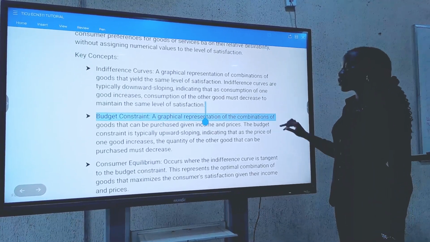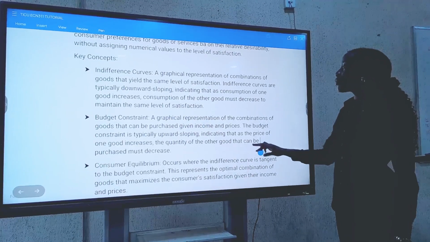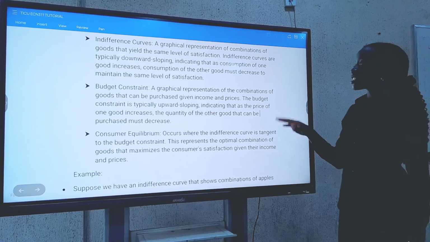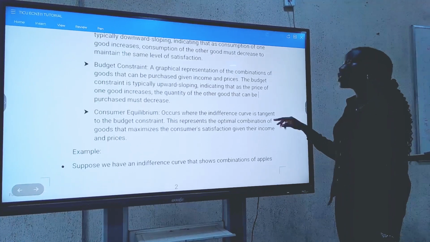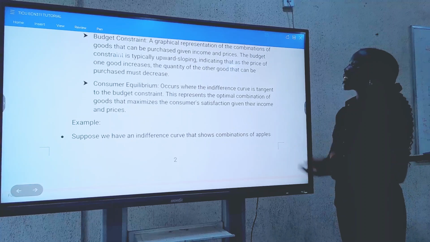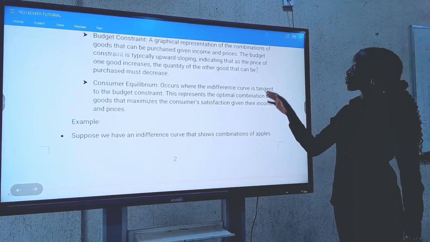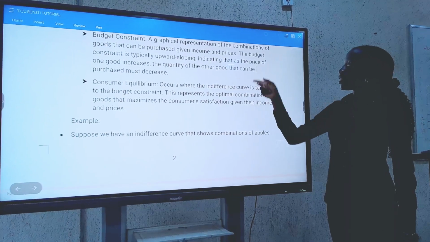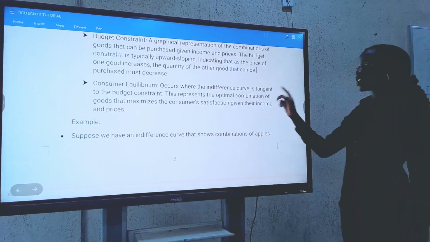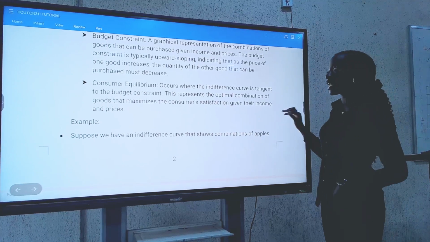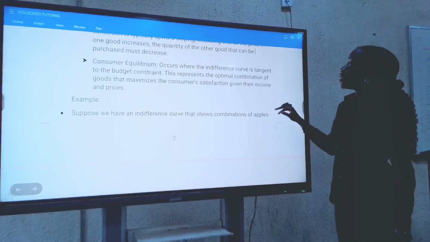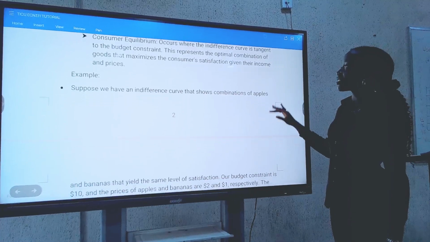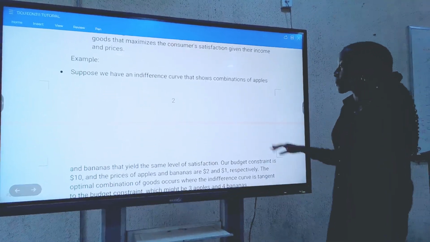Then number 2, budget constraints. A budget constraint is a graphical representation of the combinations of goods that are purchased given income and prices. Consumer equilibrium. Consumer equilibrium occurs where the indifference curve is tangent to the budget constraint. This simply means when the slope of the indifference curve is equal to the slope of the budget constraint. I will explain that more when I begin the calculation. It represents the optimal combination of goods that maximizes the consumer's satisfaction given their income and prices.